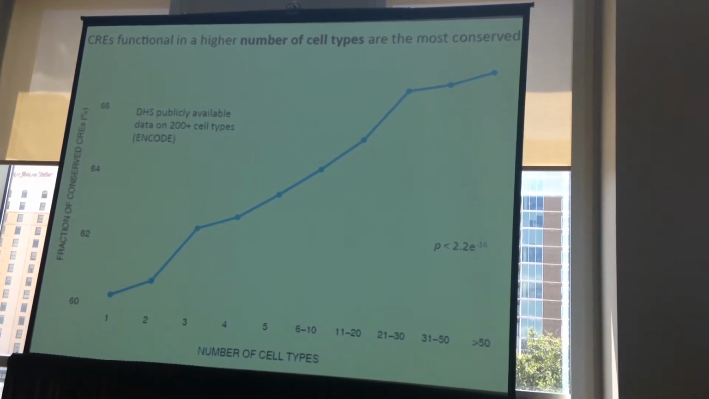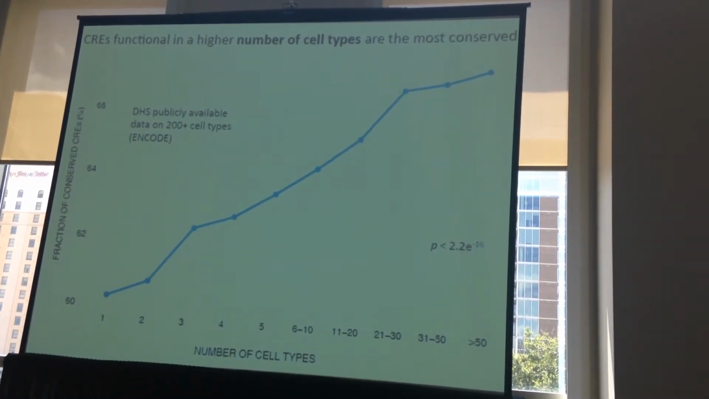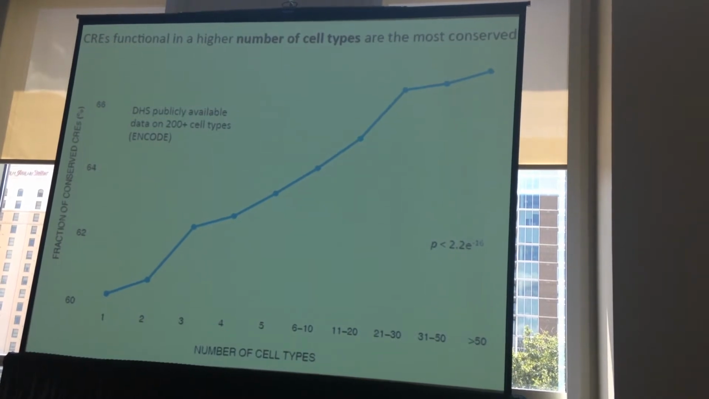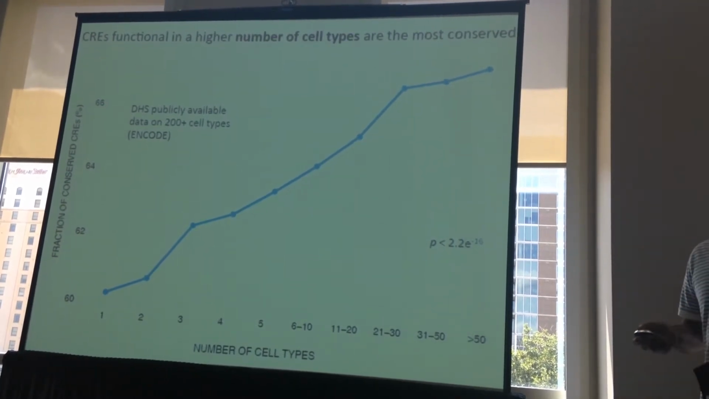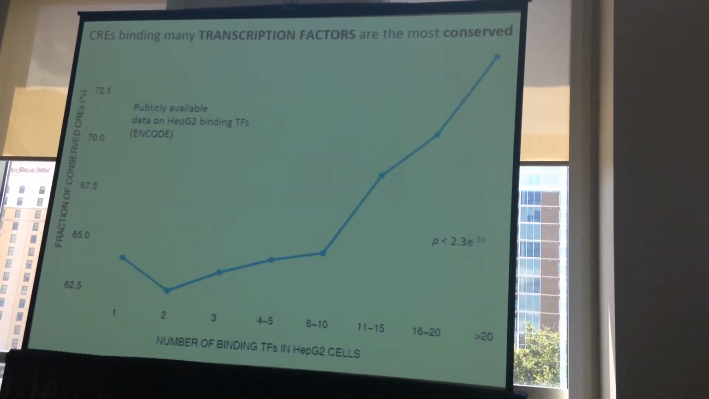species. So on the other side of the coin, we can say, okay, if an enhancer is specific to a single or just a few cell types, it's more likely that it's going to be subject to turnover and lose functionality. Okay? And very similarly, here we performed a similar experiment.